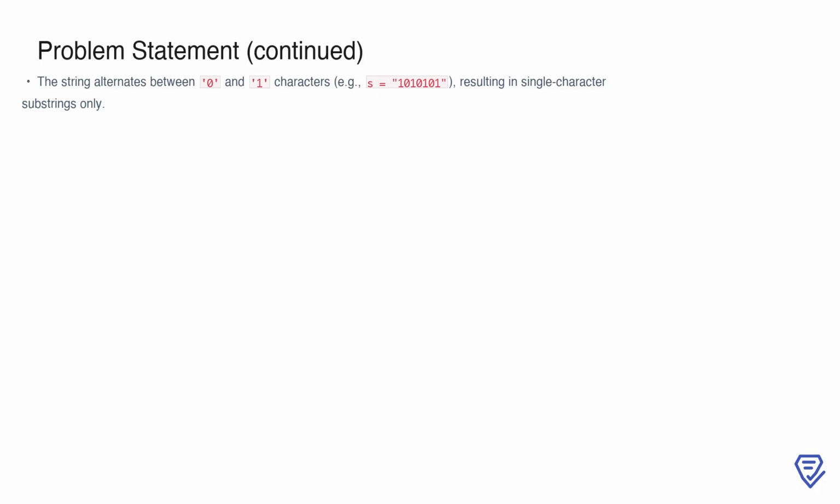Conversely, if the string contains only ones, such as s equals 111111, the output becomes the sum of the first n natural numbers, where n is the string length. Another interesting scenario is when the string alternates between 0 and 1, like s equals 1010101. Here, each one is isolated, so the count is just the number of ones in the string.